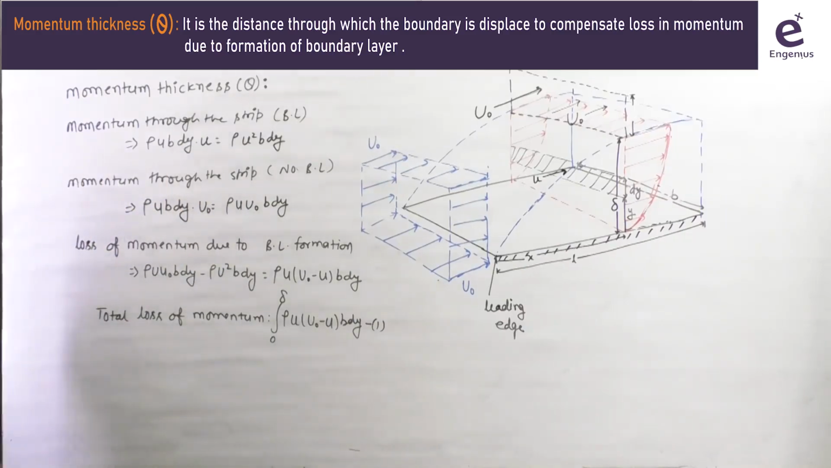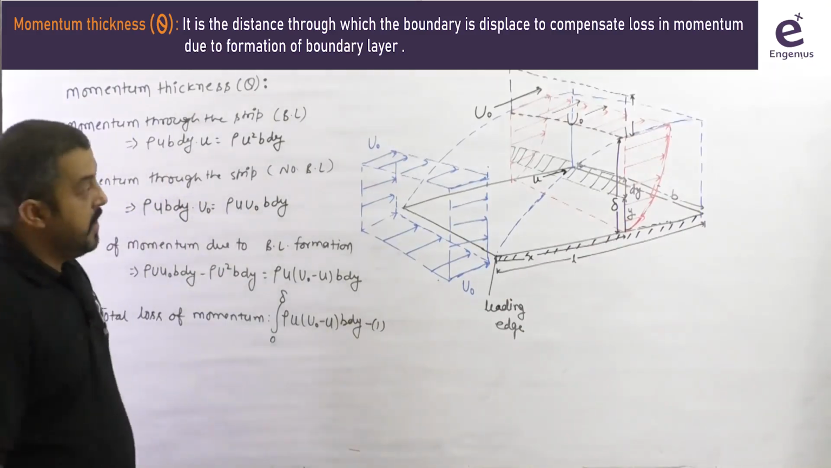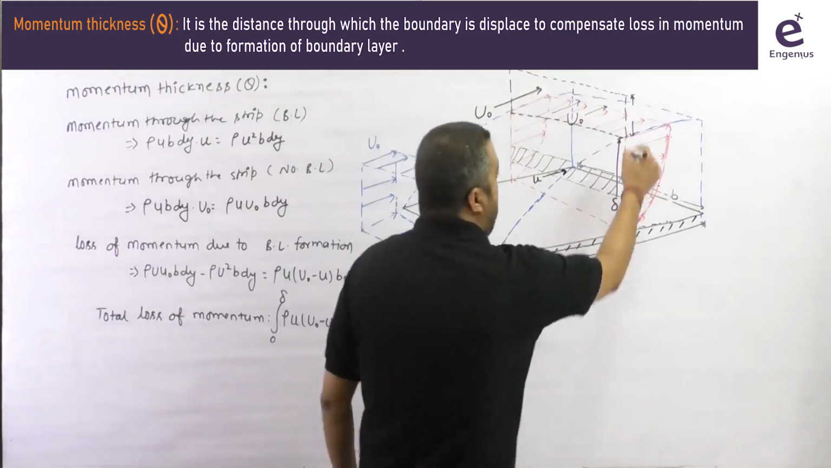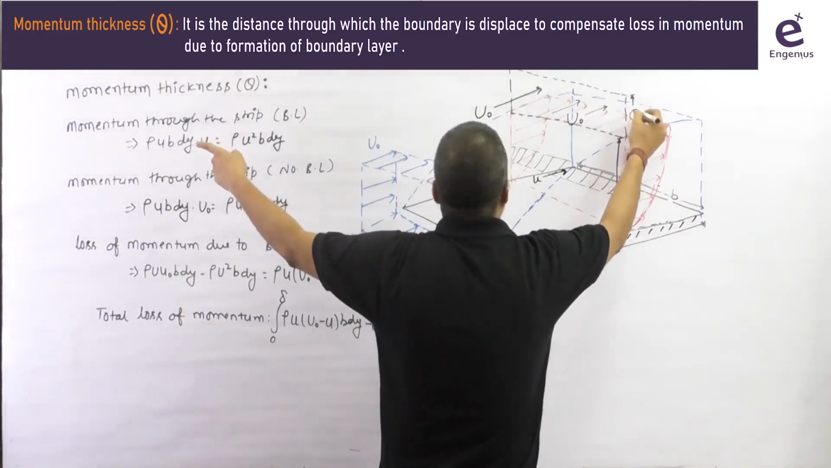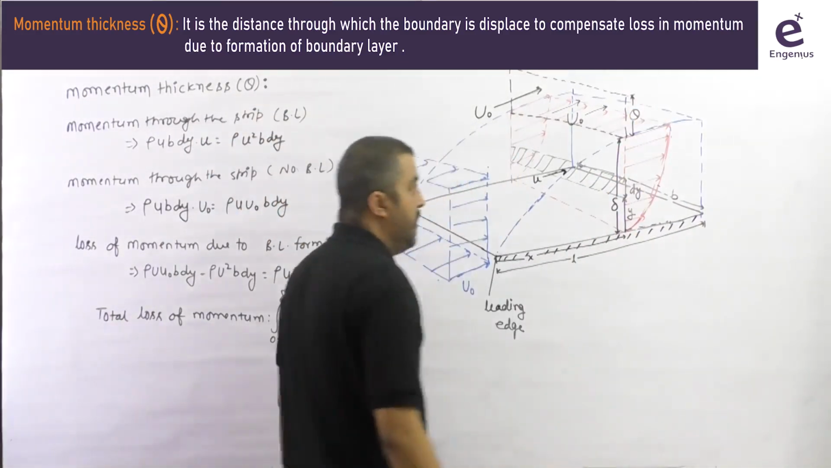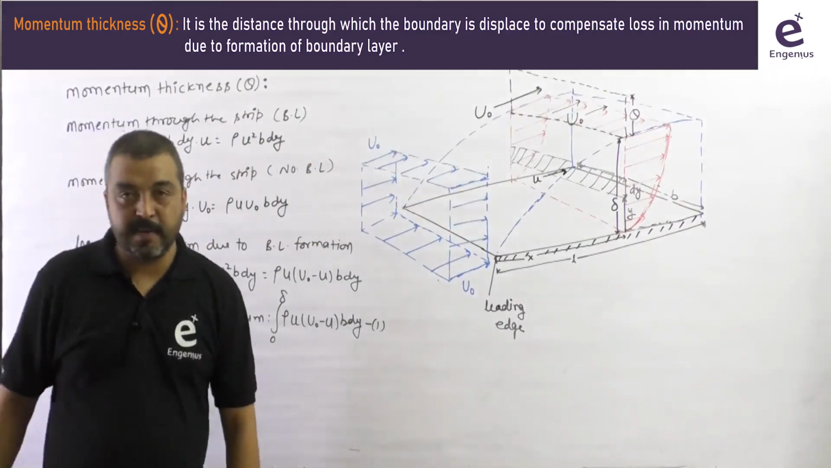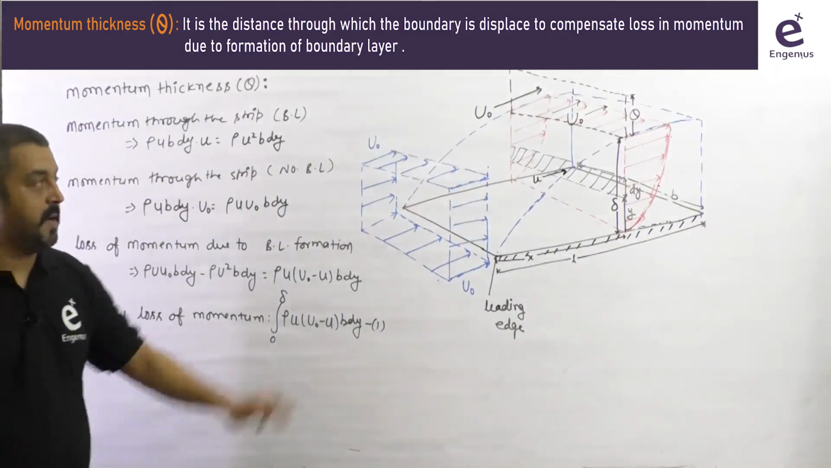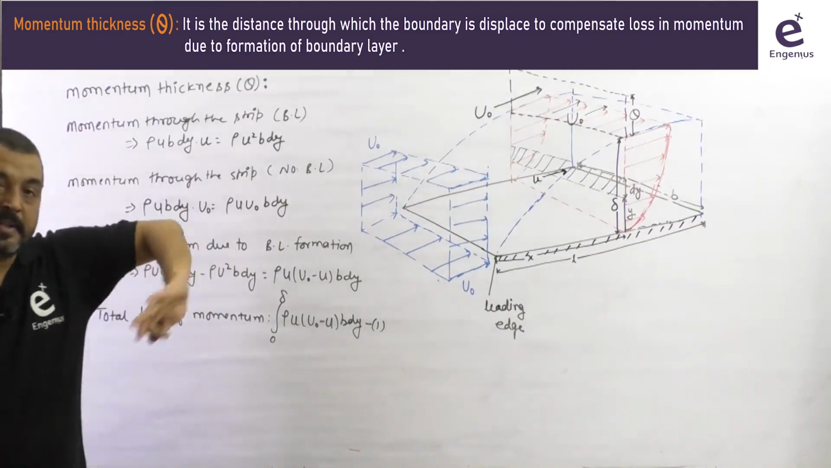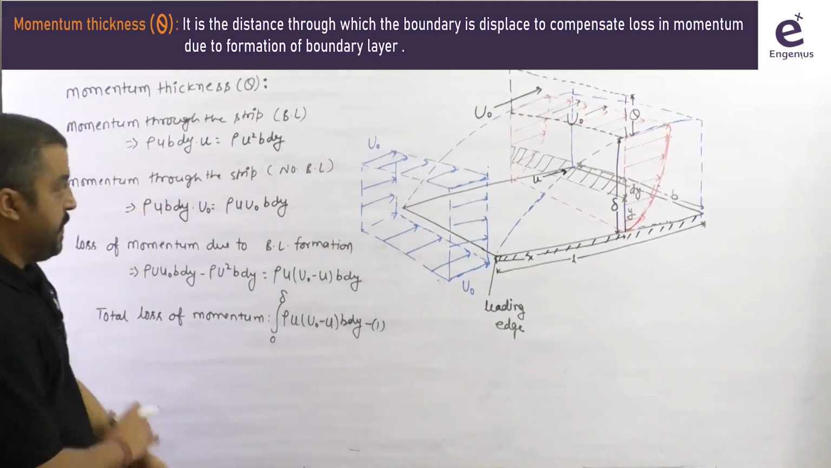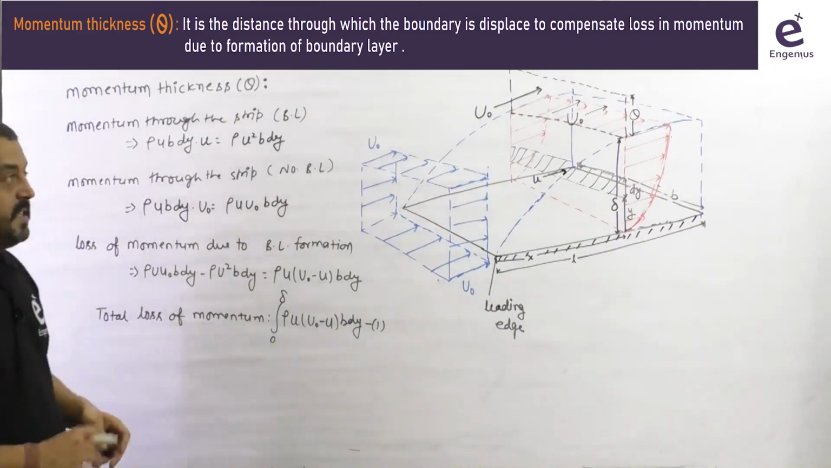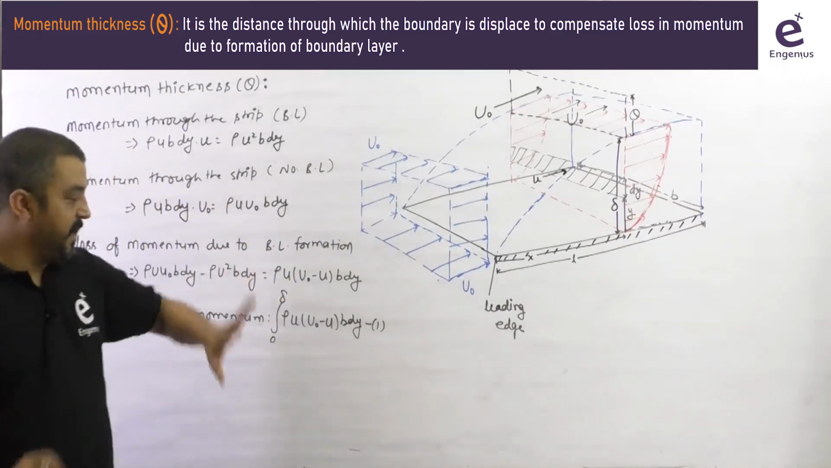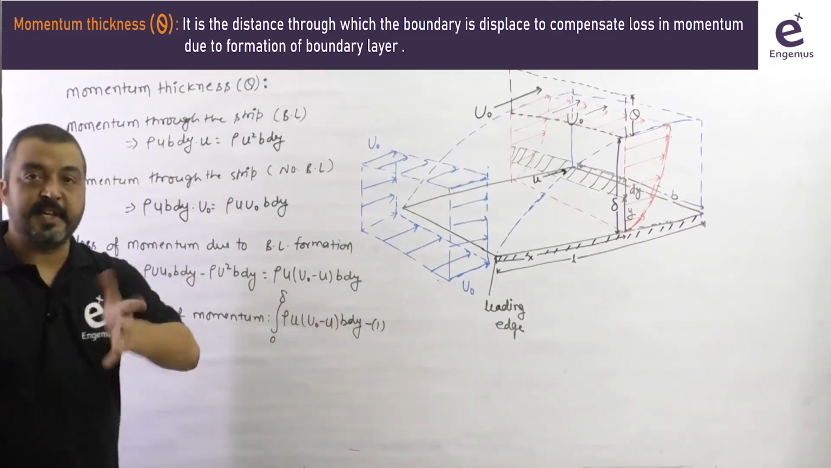OK, now we'll do what? We will displace the boundary by an amount theta to compensate the loss in momentum. To compensate the loss of momentum, by what amount did I displace the boundary? I displaced it by an amount theta. OK, so obviously, but now in this case, let's suppose for example, let's suppose I am saying this momentum loss is 10.